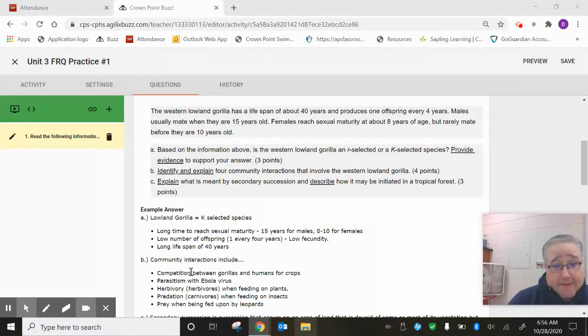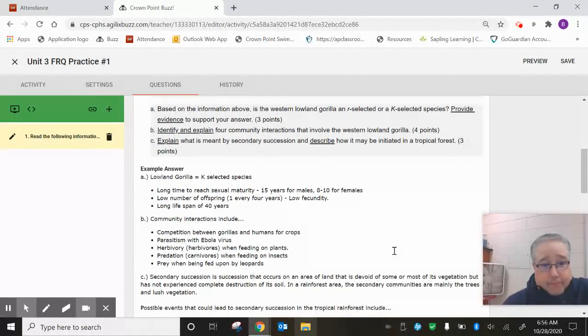So again, identify the type of interaction, and then give me a brief description or explanation. And finally, the last question: explain what's meant by secondary succession. Okay, so that's probably worth 1 point right there. Explaining what's meant by secondary succession, and describe how it may be initiated in a tropical forest.